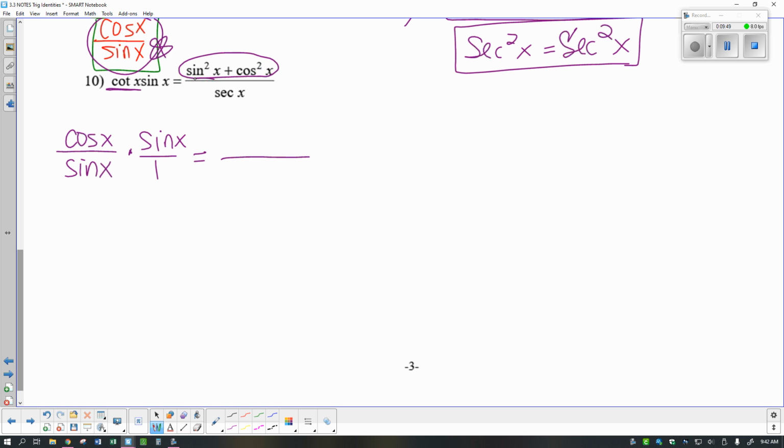Also, take a look at this numerator over here. That one should be a trigger for you because that's a Pythagorean identity. Look at your little sheet that you have. Cosine squared plus sine squared equals 1. So now I have 1 over the secant. And maybe I'll stop there.